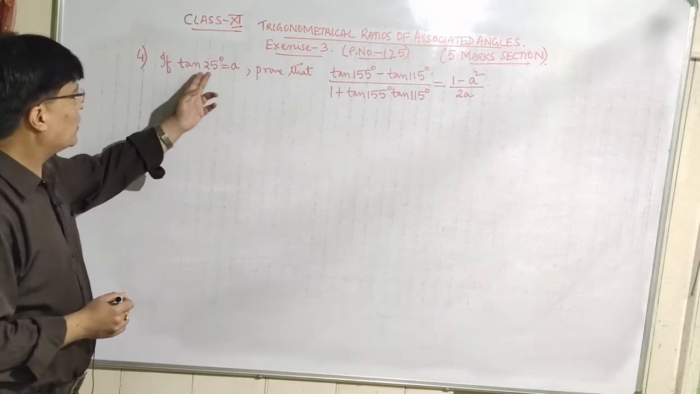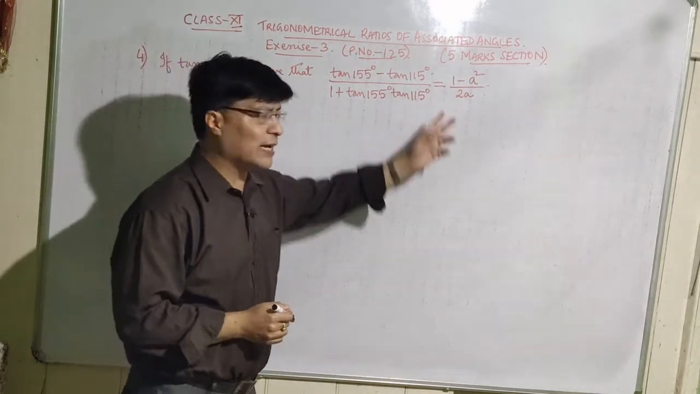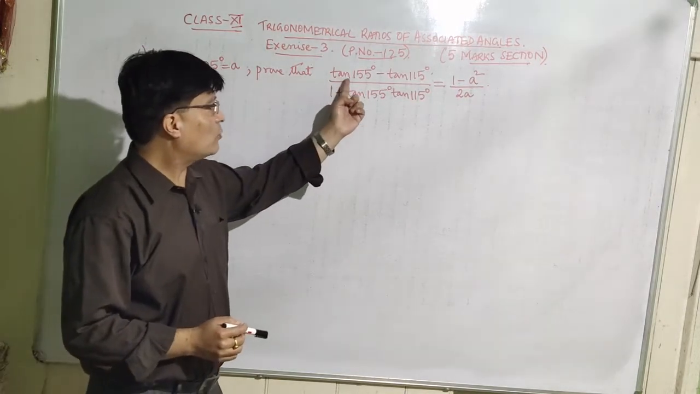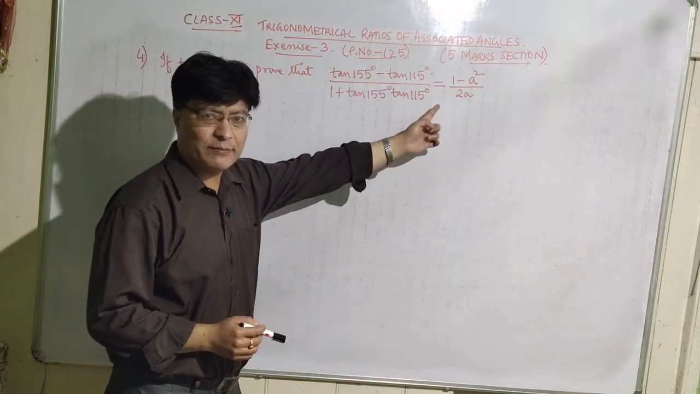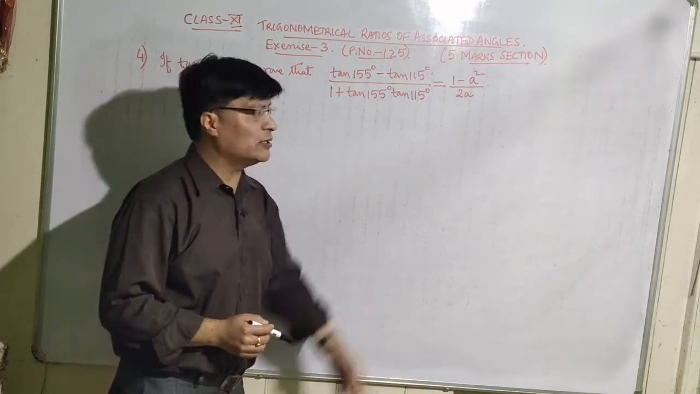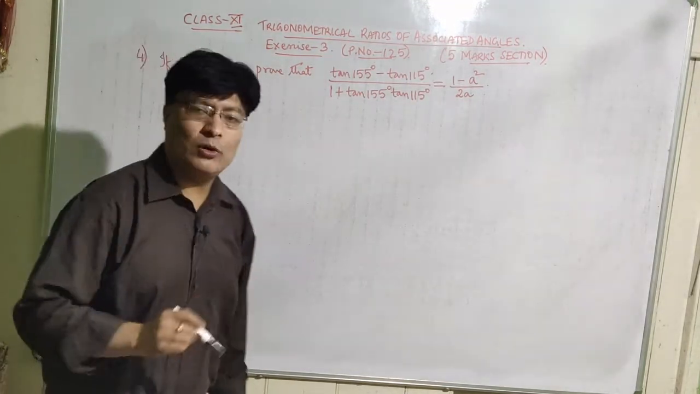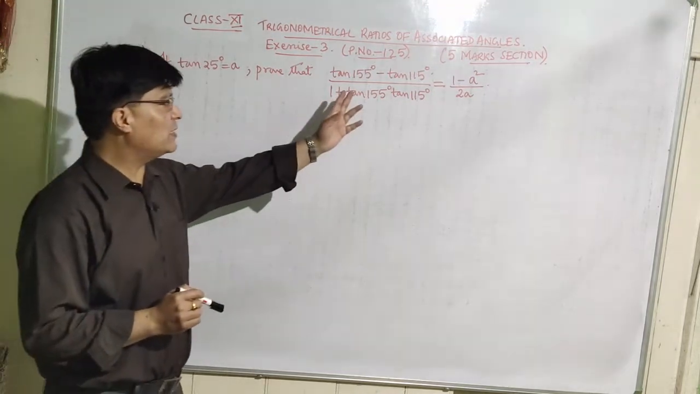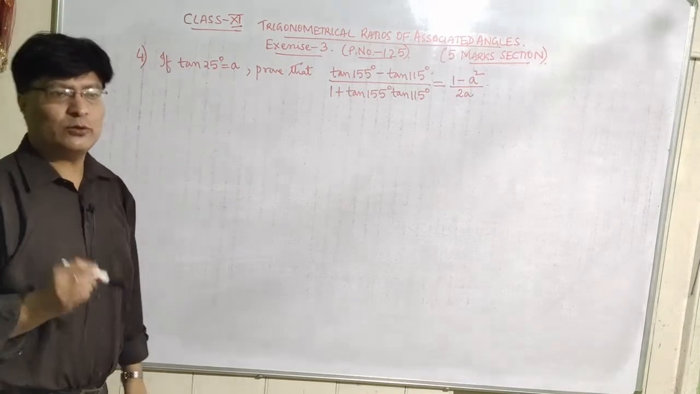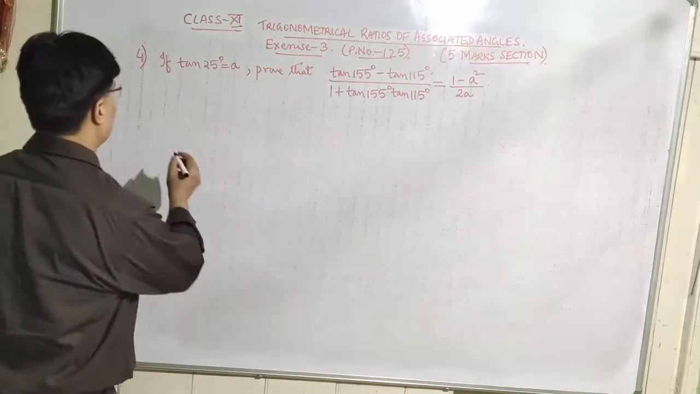If tan 25 degree is equal to a, you have to prove that tan 155 degree minus tan 115 degree, whole divided by 1 plus tan 155 degree into tan 115 degree, is equal to 1 minus a square, whole divided by 2a. You have to prove this LHS is equal to RHS, from given tan 25 degree is equal to a. Okay. So now let's do this problem.